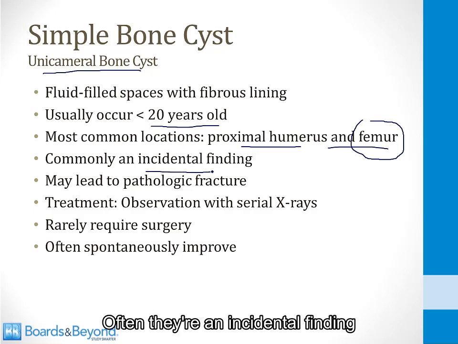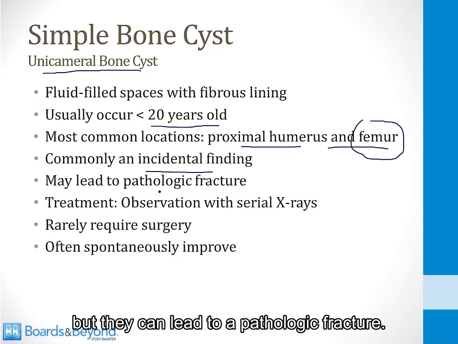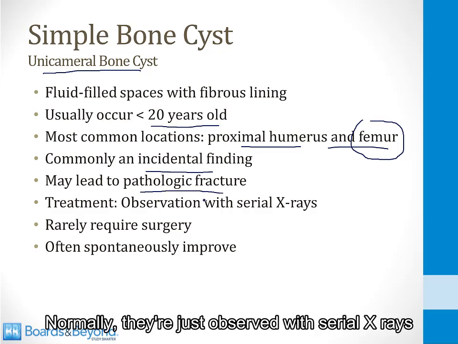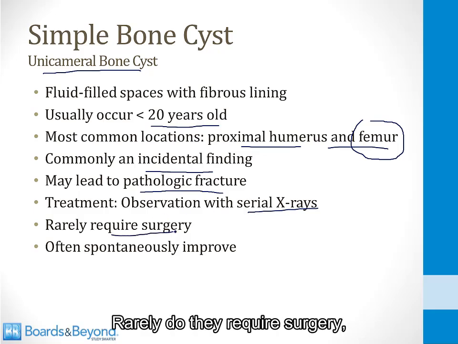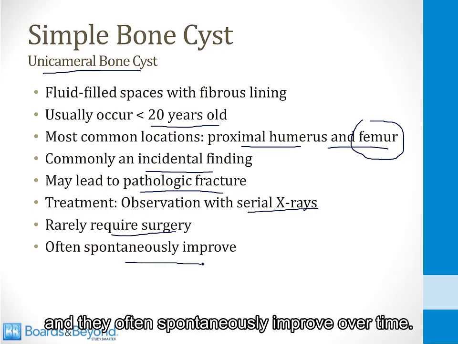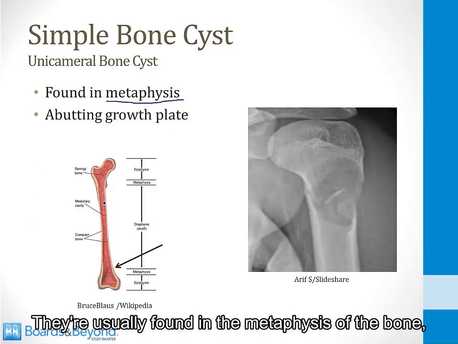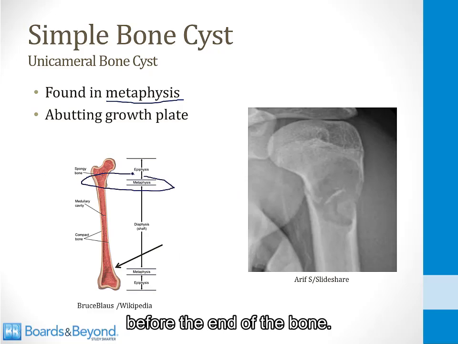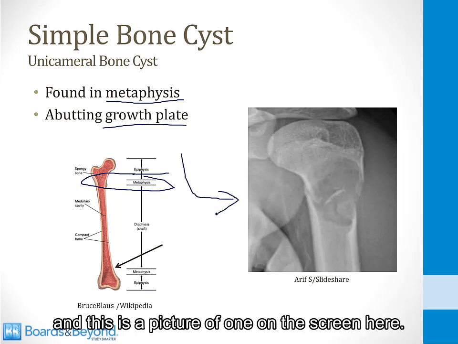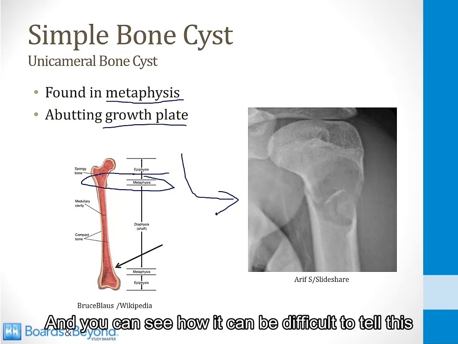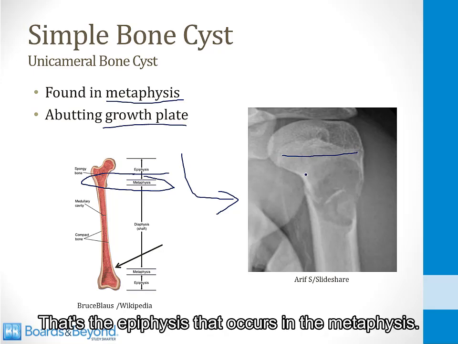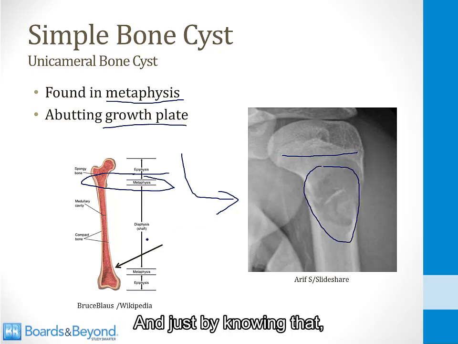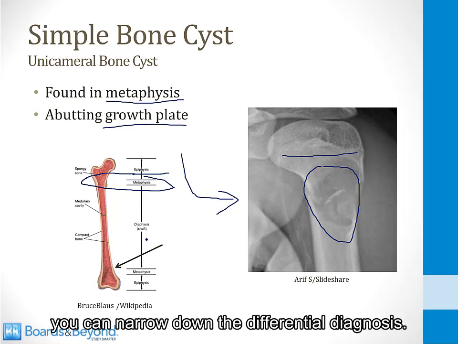Often they're an incidental finding when an X-ray is done for some reason, but they can lead to a pathologic fracture. Normally they're just observed with serial X-rays to make sure they're not getting too big. Rarely do they require surgery, and they often spontaneously improve over time. They're usually found in the metaphysis of the bone. Remember, that's the widening part before the end of the bone, the epiphysis. They're found abutting the growth plate in children, and this is a picture of one on the screen here. And you can see how it can be difficult to tell this from some other type of lesion, but note importantly that it doesn't occur at the end of the bone. That's the epiphysis. It occurs in the metaphysis, and just by knowing that, you can narrow down the differential diagnosis.